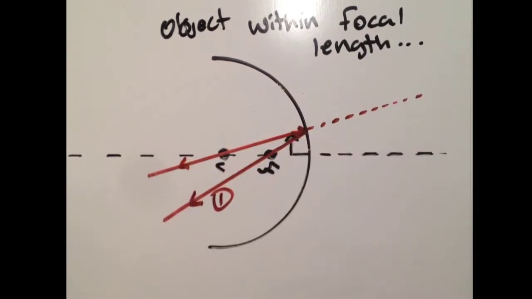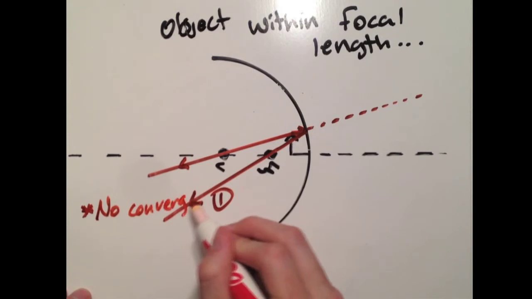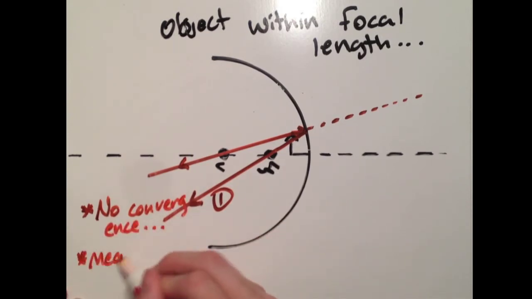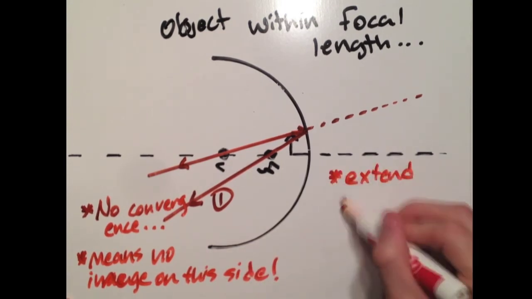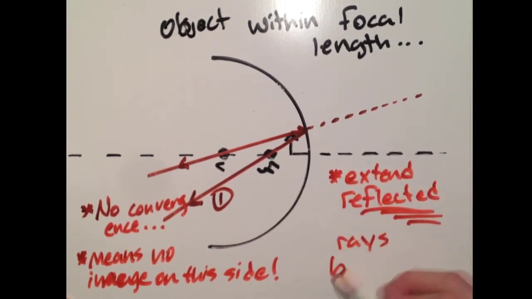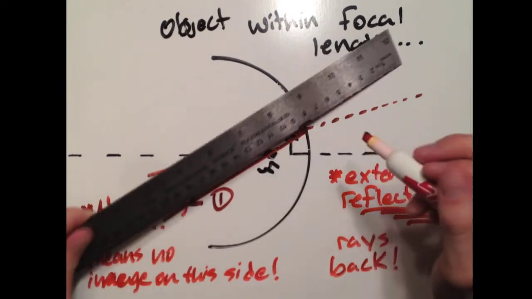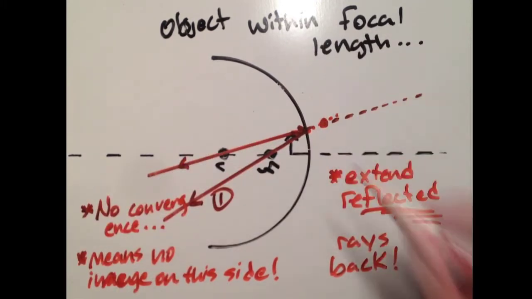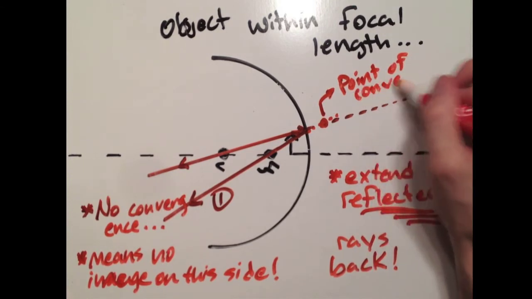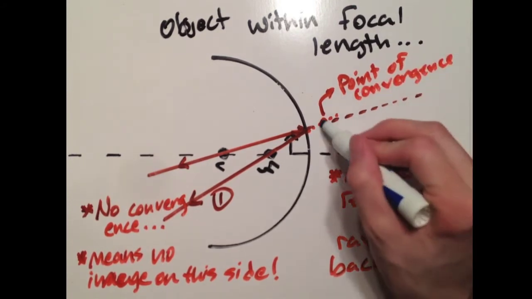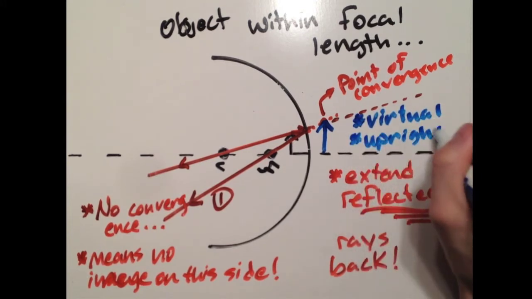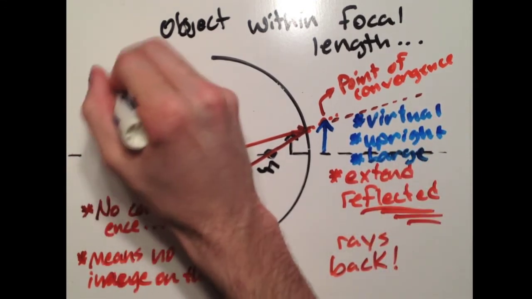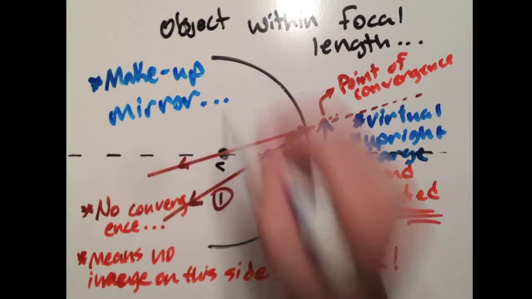But I have to extend these rays back because there is no point of convergence on the left side of the mirror. Because of this, you extend the reflected rays back. This is important that you extend the reflected rays. So doing this, I get a point of convergence behind my mirror. That is where the top of my image is. So now I have a virtual image that is upright and has been magnified. This is like a makeup mirror.